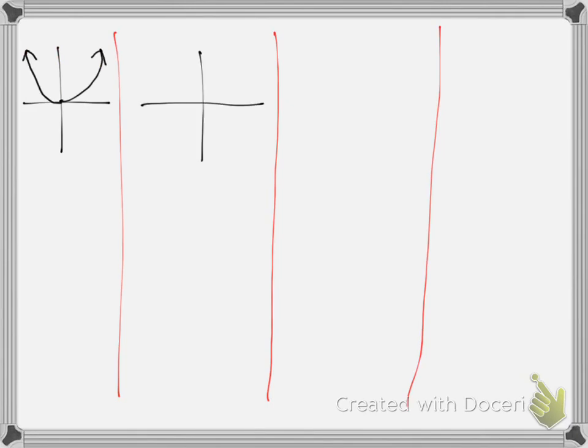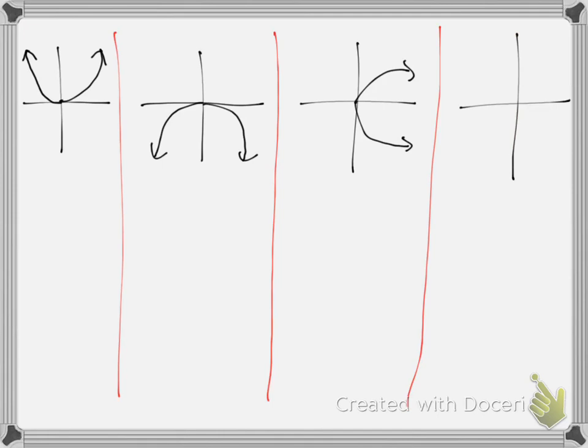The parabola can be going down. The parabola can be going right. And the parabola can be going left. It's all about there. Now the direction is determined.